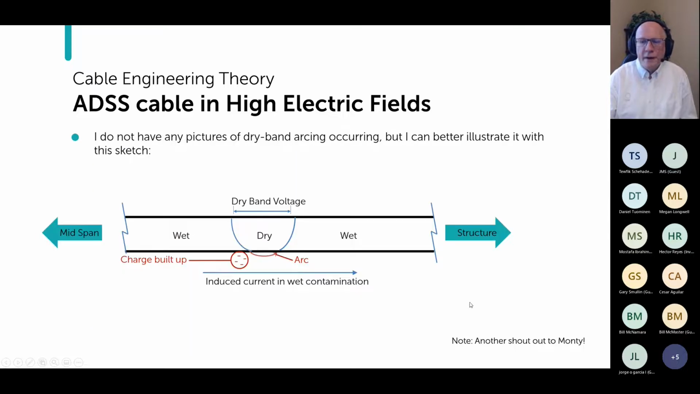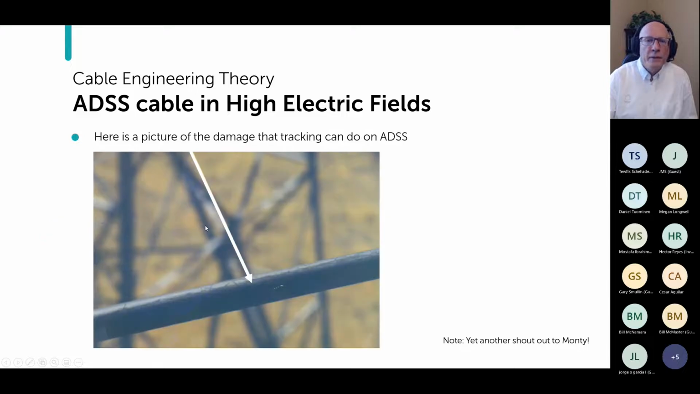And another shout out to Monty there. And so here's what that looks like. I don't know your screen resolution, how well you can see this, but if you look at the surface of this cable, it's got these little, looks like cracks in it. And that's where you've had an arc and it's damaged the jacket by burning into it.